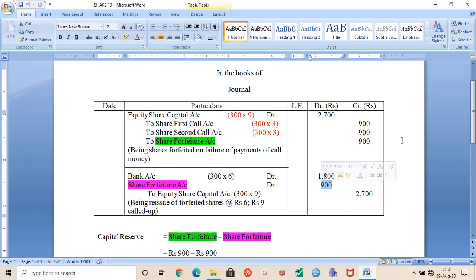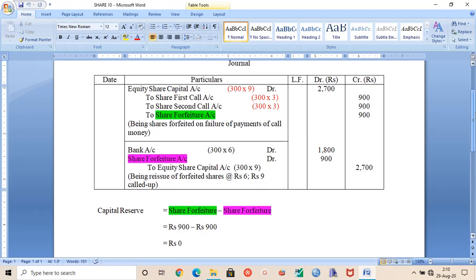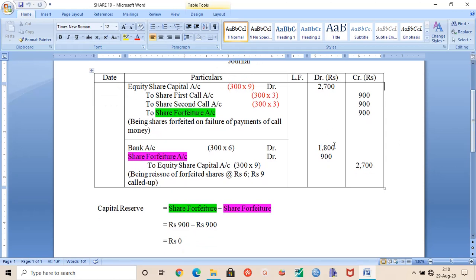Always remember that in case of reissue of forfeited shares we always have profit. That profit is transferred to capital reserve, because it is a capital profit. It is not a revenue profit, but a capital profit. So that capital profit should be transferred to capital reserve. So 900 minus 900, here it is 0. But if this is 1900 and this is 900, then the balance will be 1000. For that, we have to pass one more entry for the profit on reissue of shares, which we will see in the further questions.